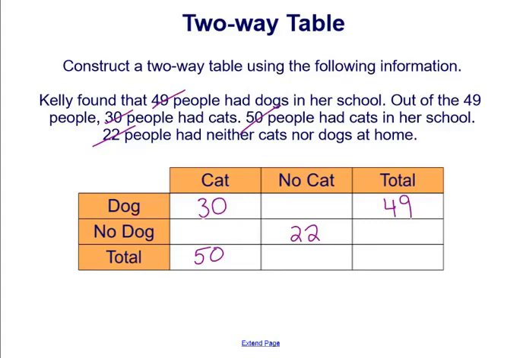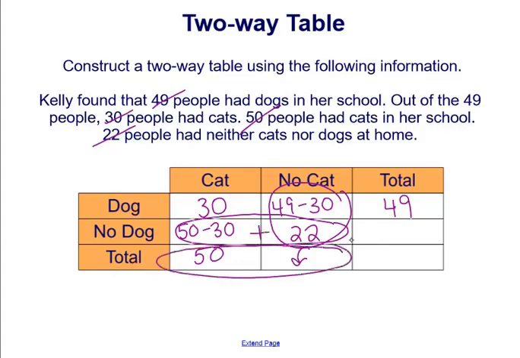Now using those numbers, we can fill in the cells that we don't know. We can do 50 minus 30 to figure out how many people own cats and no dogs. We can do 49 minus 30 to figure out how many people have only a dog and no cat. And once we know that number, we can add that together to give us a total for the people who have no cats. And we can find out the total of students in her school that have no dogs by adding this row. And then we can find out the totals by looking at the totals in the columns and the rows to find out our total students that participated.